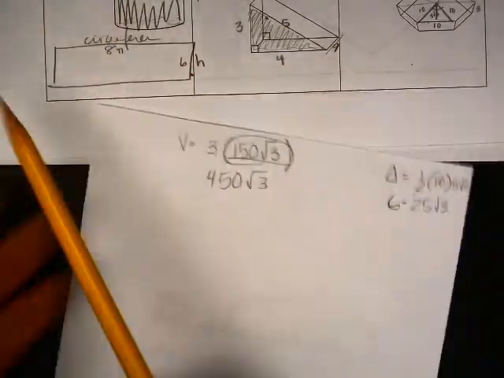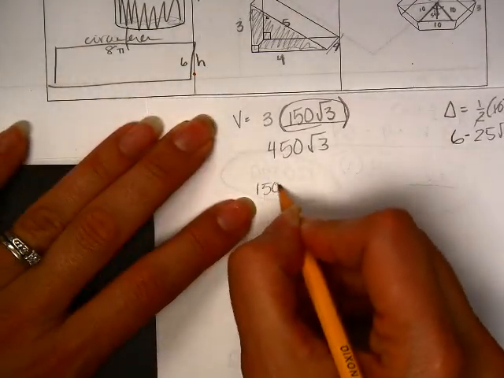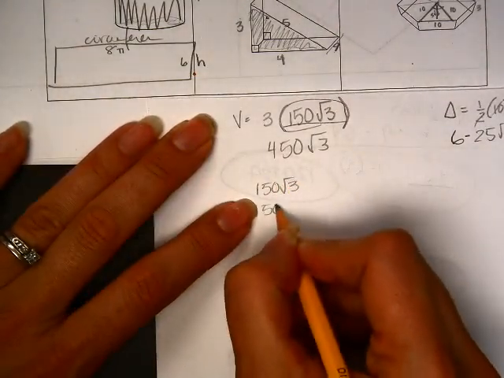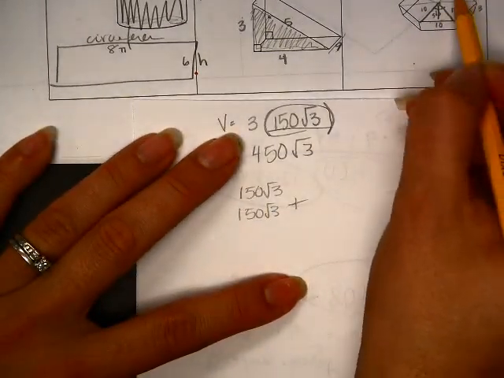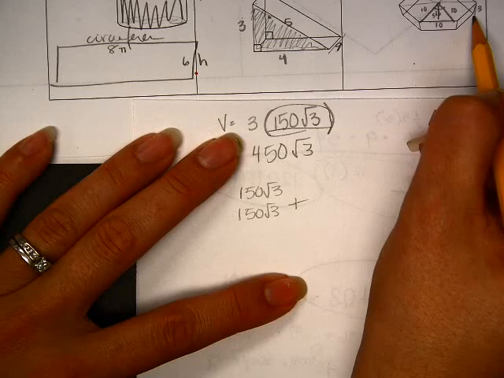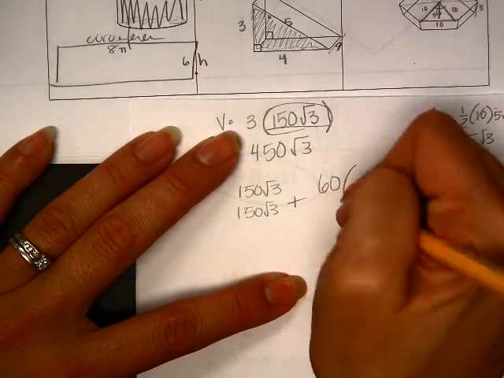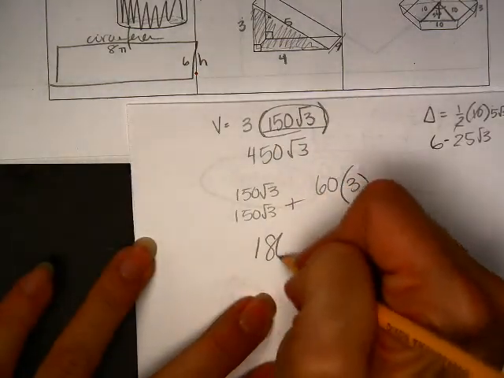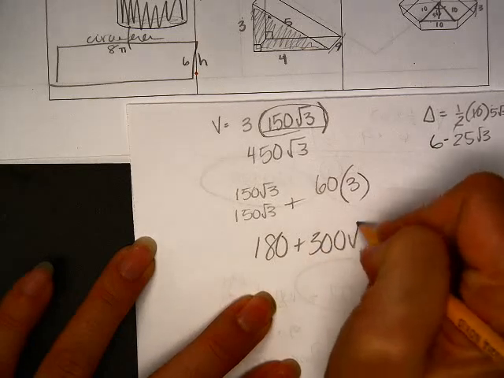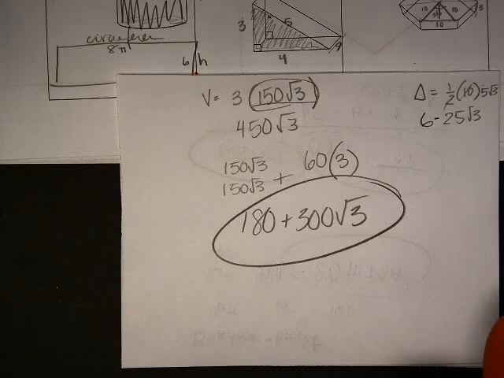So for total surface area, I have my base, my other base, and then I need my perimeter times my height, which is 6 times 10. So 60 is my perimeter, my height is 3. So that gives me 180 plus 300 root 3 as my exact answer. Of course, you can plug that in and get a decimal approximation if you would so choose.